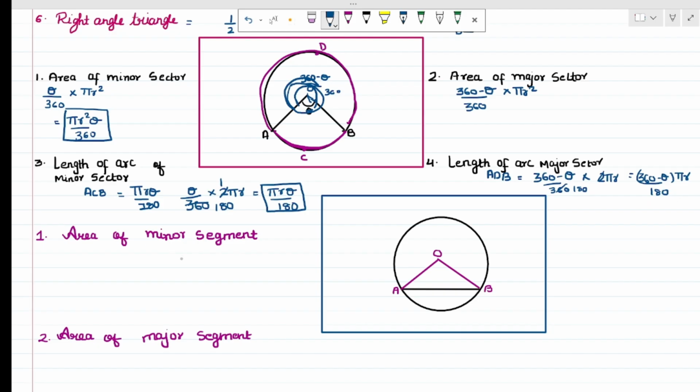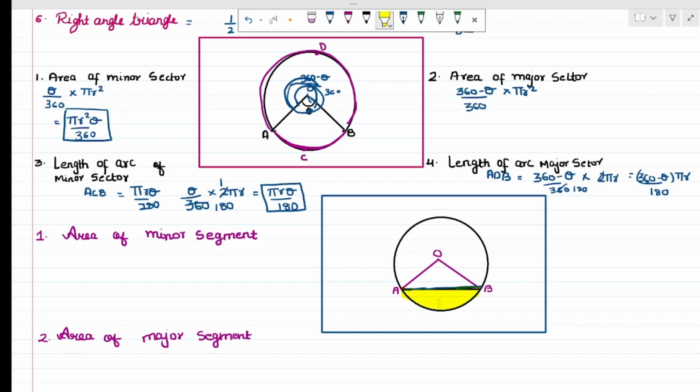Now we are coming on to the next part of the circle, in which first you need to know what a segment means. Segment means the area formed by the chord of the circle. That means this is my chord, chord AB is used. So the area I am highlighting over here with this yellow is my area of segment. This part is called my segmented area.